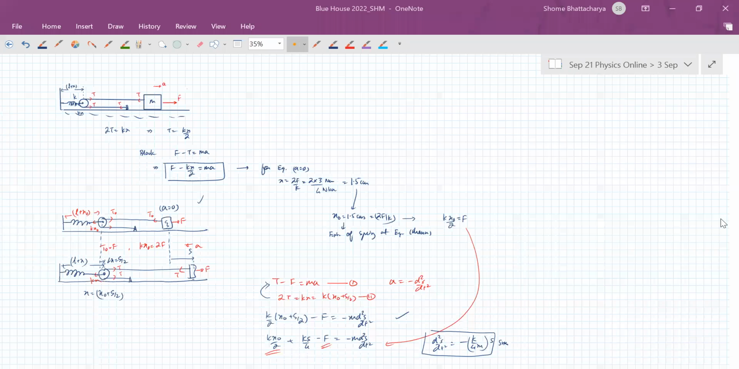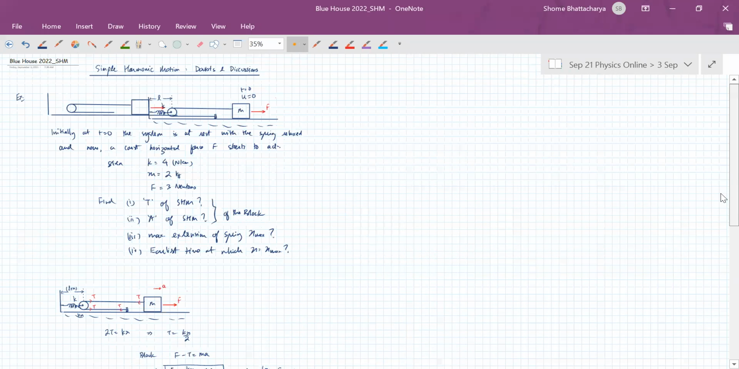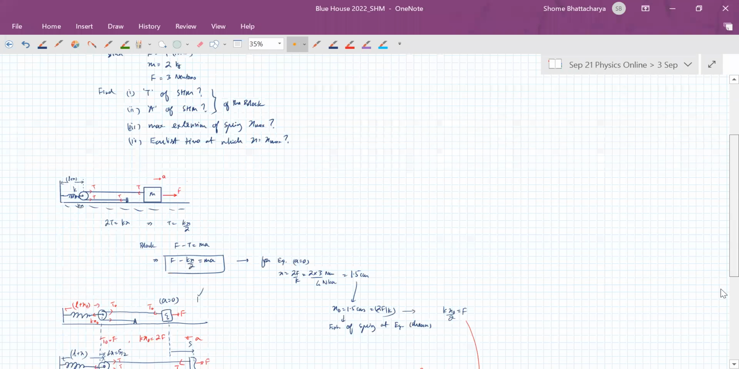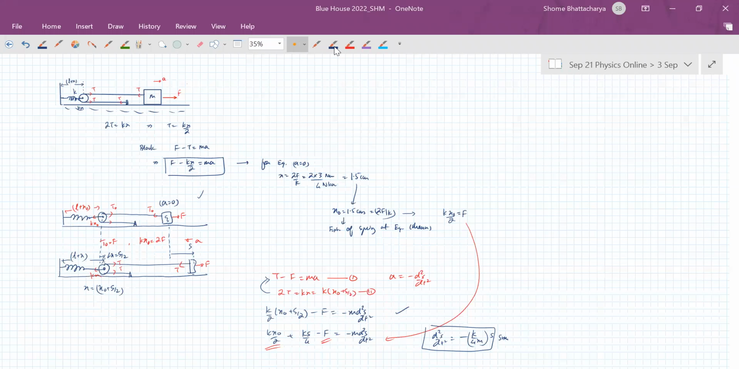Yeah, you can see omega square is k by 4m. And k was how much now? It was 4 newtons per centimeter, right? Yeah, k is 4 newtons per centimeter. m is 2 kg. Yes, that's correct, Samar.